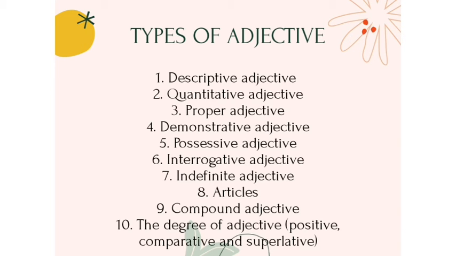And the last is the degree of adjective, which has three. The first is positive, the second is comparative, and the last is superlative. These degrees are applicable only for the descriptive adjective. Example of positive: he is a good boy. Example of comparative: he is better than any other boys. And example of superlative: he is the best boy.